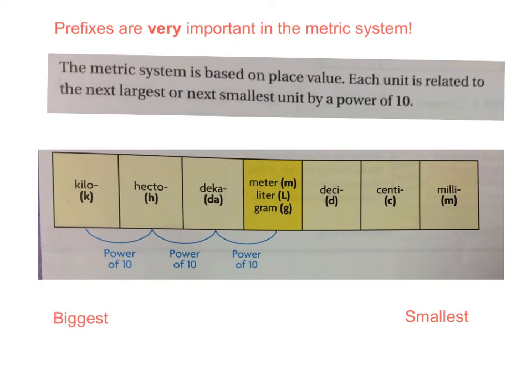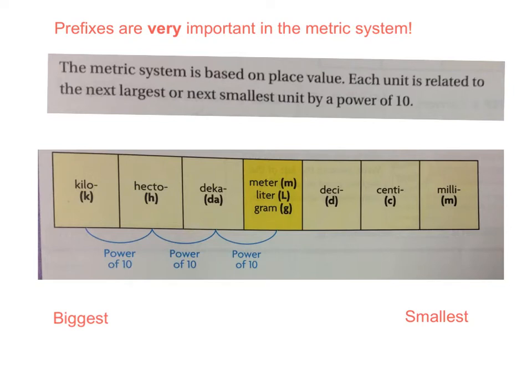Now, the metric system is nice because no matter if you're talking about weight, length, or capacity, no matter what you're measuring, you always have the same prefixes. And prefixes are very important in the metric system. The metric system is based on place value, okay? So each unit is related to the next largest or the next smallest unit by a power of 10.